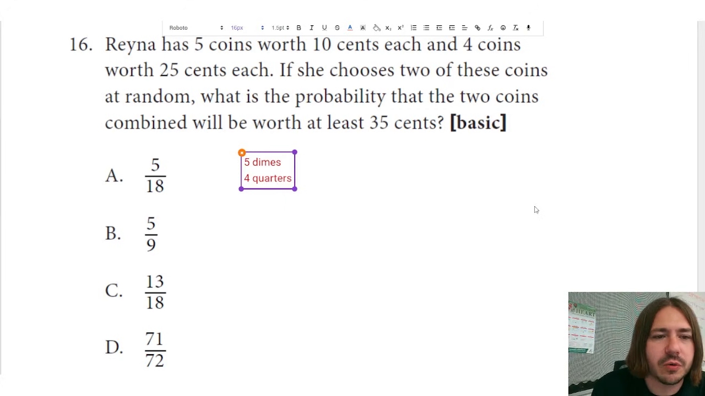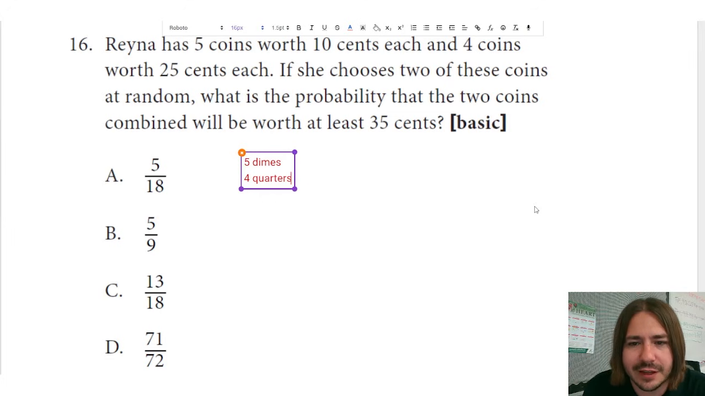If she chooses 2 of the coins at random, what is the probability that the 2 coins combined will be worth at least 35 cents? So as far as what could possibly happen if you're just randomly picking 2 coins, they can either be 2 dimes, 2 quarters, or 1 of each. The only combination of those that will not be worth 35 cents is if we pick 2 dimes, right? 2 10-cent pieces are going to be worth 20 cents. But if we pick a dime and a quarter, that gets us up to that 35-cent mark.